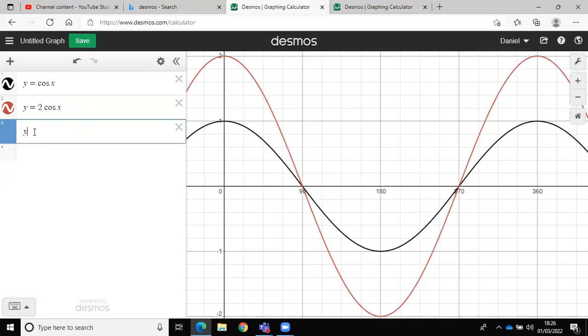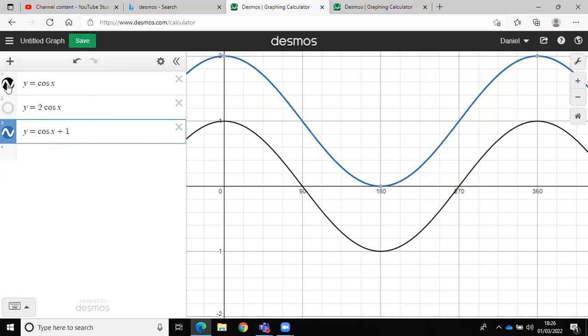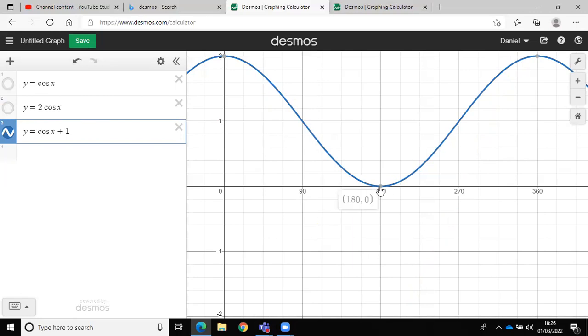Likewise, I can move it up and down the y-axis by adding 1. So that blue line shows the start point being moved up 1, where it crosses what would have been 0, that's been moved up 1, 180, moved up 1, 270, moved up 1, 360, moved up 1.